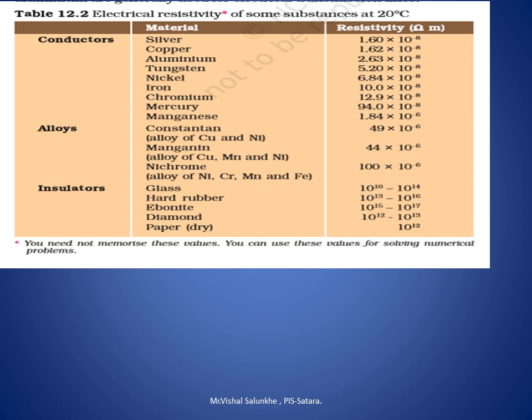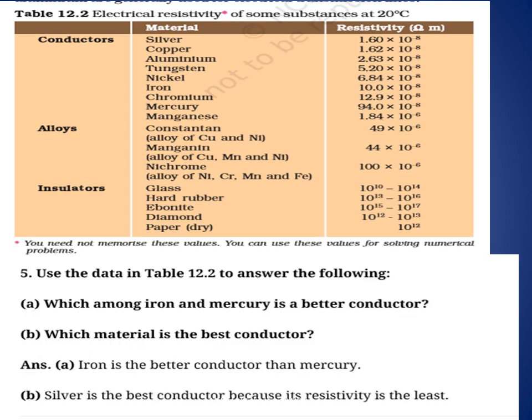If you observe this chart, it will give answers to the question: which among iron and mercury is the better conductor? Definitely, my dear student, iron has resistivity 10 into 10 raised to minus 8, and mercury has 94 into 10 raised to minus 8. So the resistivity of iron is less than mercury, so iron is the better conductor than mercury. And second, in this whole chart, silver has the least resistivity. So which material is the best conductor? Definitely silver, as silver has 1.6 into 10 raised to minus 8 ohm meter resistivity.